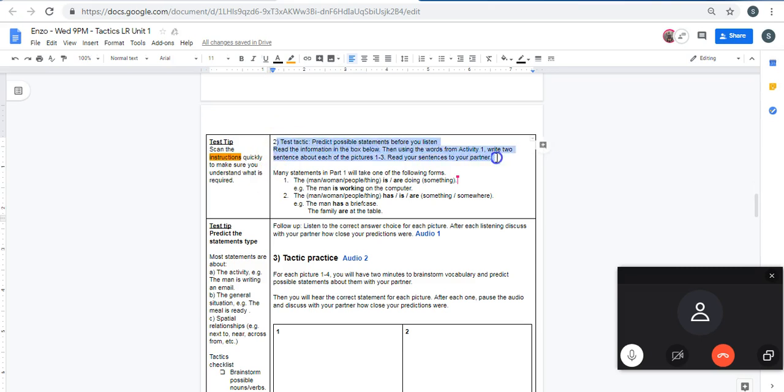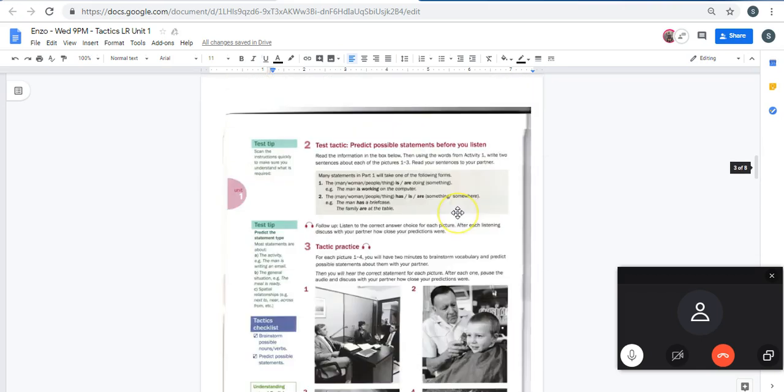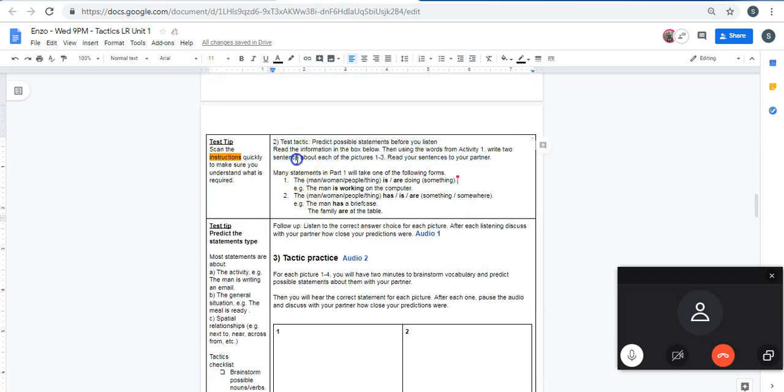I want you to read this. Test tactics. Predict possible statements before you listen. Read the information in the box below. Then, using the words from Activity 1, write 2 sentences about each of the pictures 1, 2, 3. Read your sentences to your partner. Okay, should be 2 sentences.